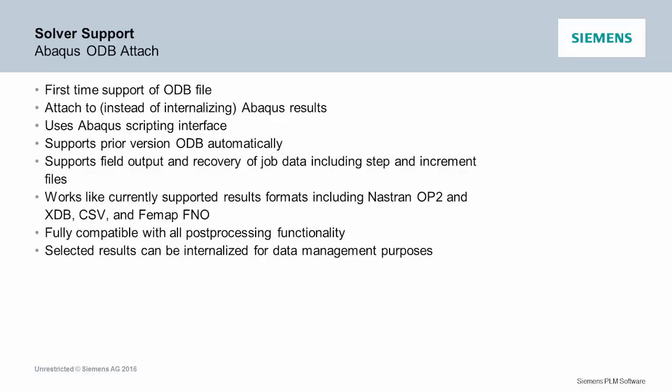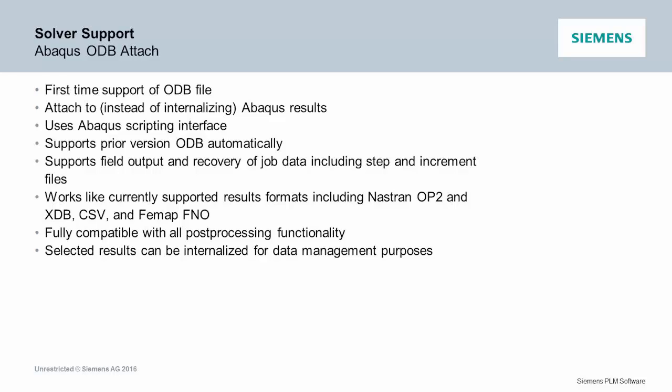For Abaqus, we've done a lot of work over the last couple of years with attaching high-speed attachment to results from Nastran OP2s, XDBs, comma separated, and our own binary results file. But now we also do the Abaqus ODB file. And we're using the toolkit provided by Abaqus, which is actually pretty nice. First of all, it worked. It was easy to incorporate, but it also does automatic versioning.